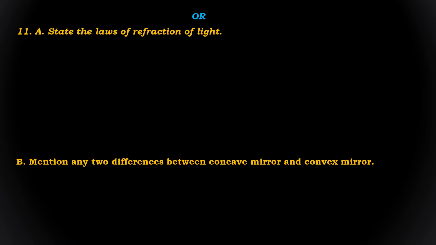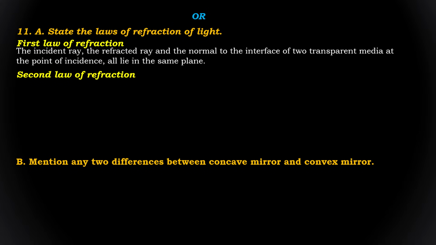Fine, this question has got an R part. The first one again has two subparts. The first one: state the laws of refraction of light. We have two laws, the first law and the second law. What does the first law tell? The incident ray, the refracted ray and the normal to the surface of two transparent media at the point of incidence all lie in the same plane.